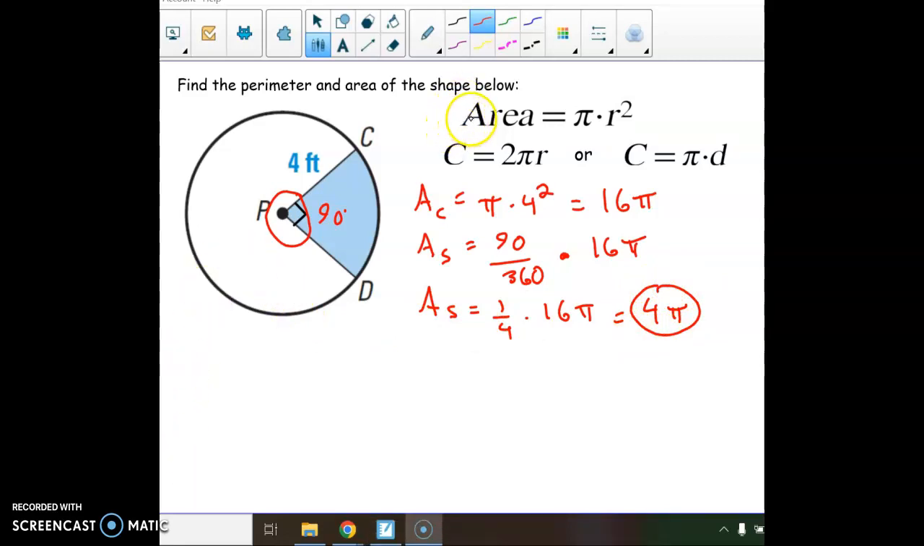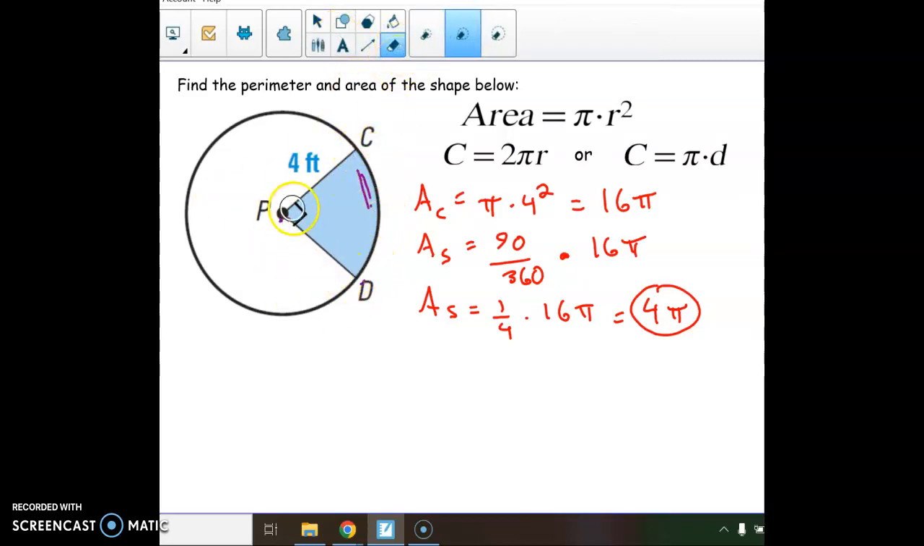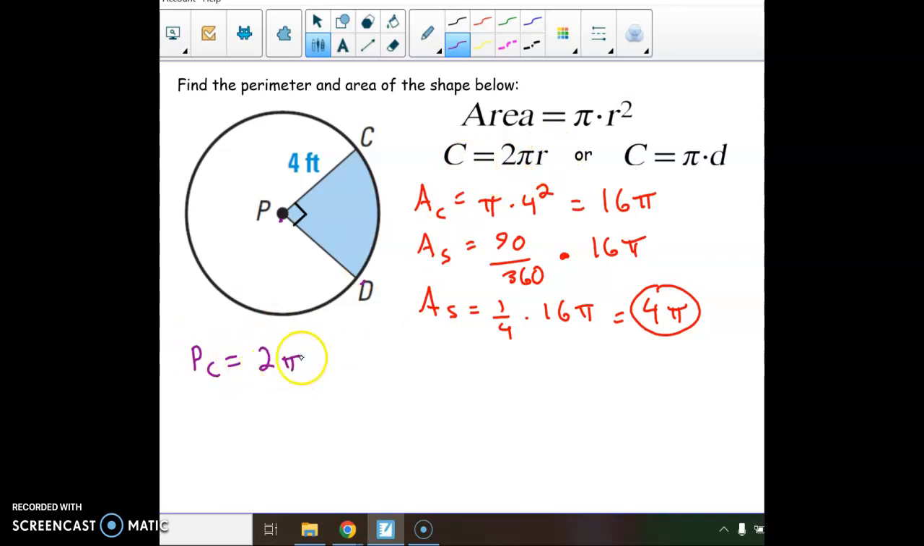Okay, and as far as the perimeter goes, the perimeter is kind of goofy, but we're going to do all the way around. So we're going to do this, this, and then this right here. If you were building a fence around that whole shape, how much would that be? We've got to find the perimeter of the whole circle and then do a very similar thing as down here. The perimeter of the circle is the circumference, so it's 2 times pi times radius of 4. I believe that's 8 pi.